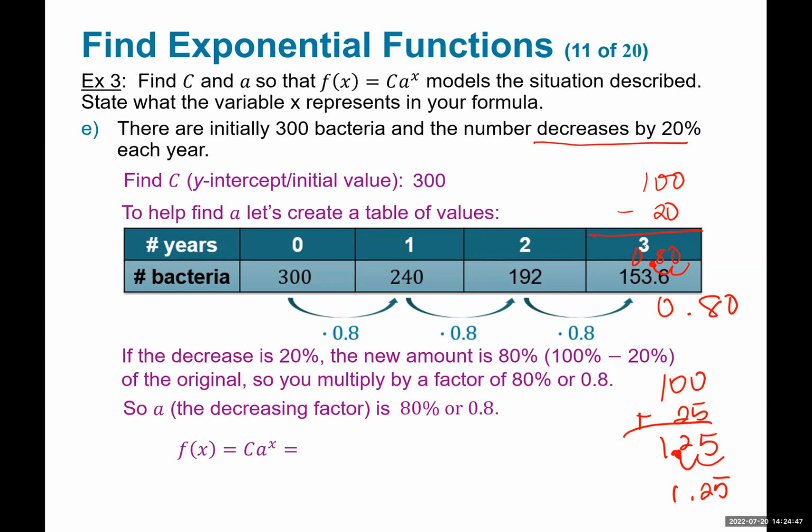So we have C times A to the x. Our C value is 300. Our A value is 0.8 because it's a decrease of 20%.